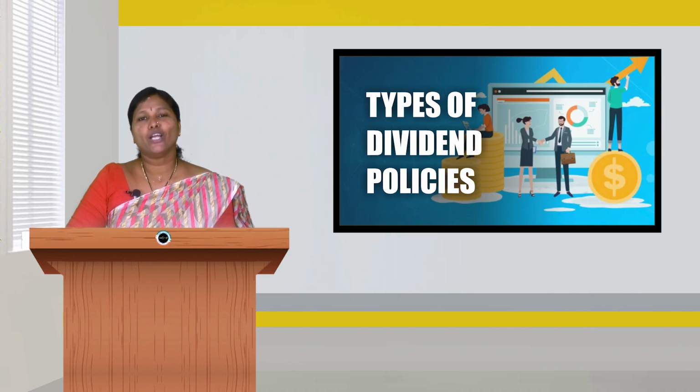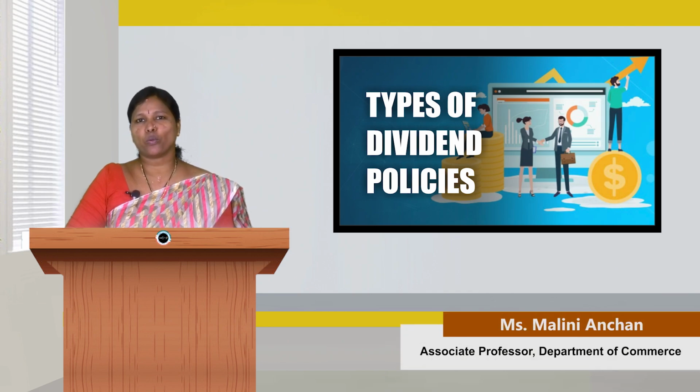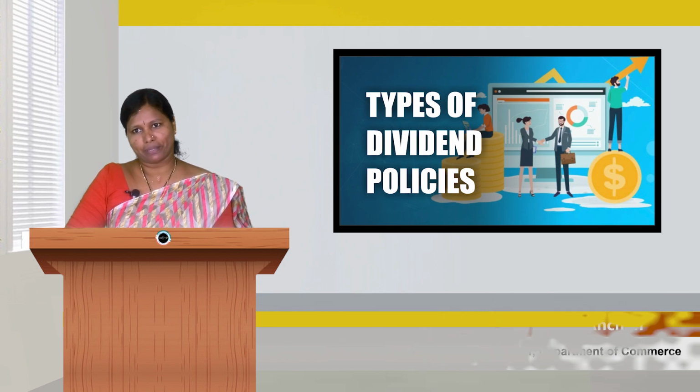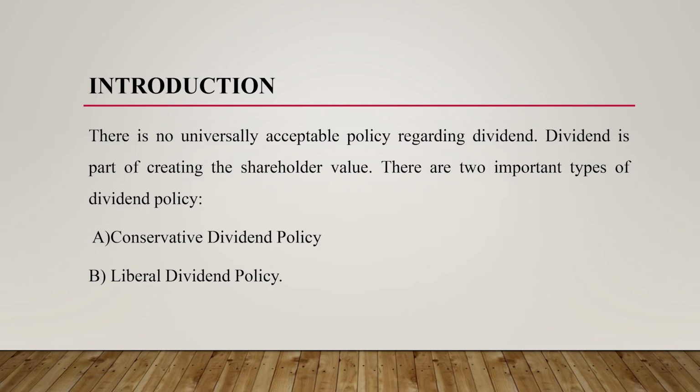Hello students, today I'll start the session with the topic types of dividend policies. Let me introduce the topic. There is no universally acceptable policy regarding the dividend. Dividend is part of creating the shareholders' value. There are two important types of dividend policy. They are conservative dividend policy and liberal dividend policy.